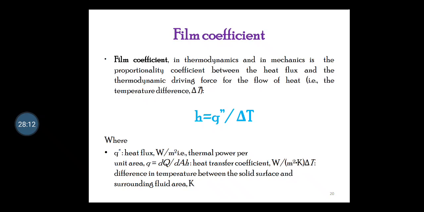So q is your heat flux, that is thermal power per unit area. q is equal to dQ by dA, into h, that is the heat transfer coefficient. Delta T is the difference in temperature between the solid surface and the surrounding fluid area, that is in K.